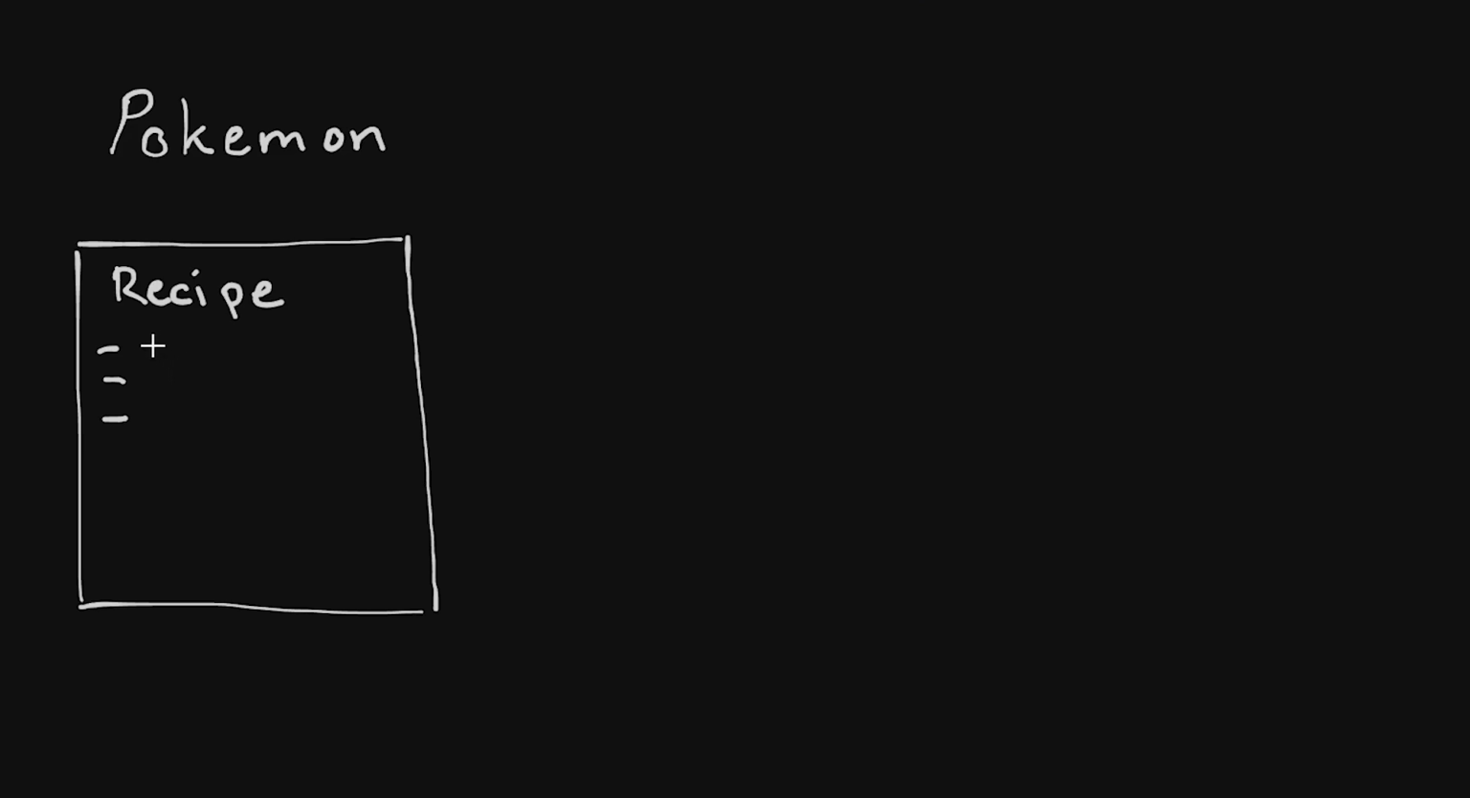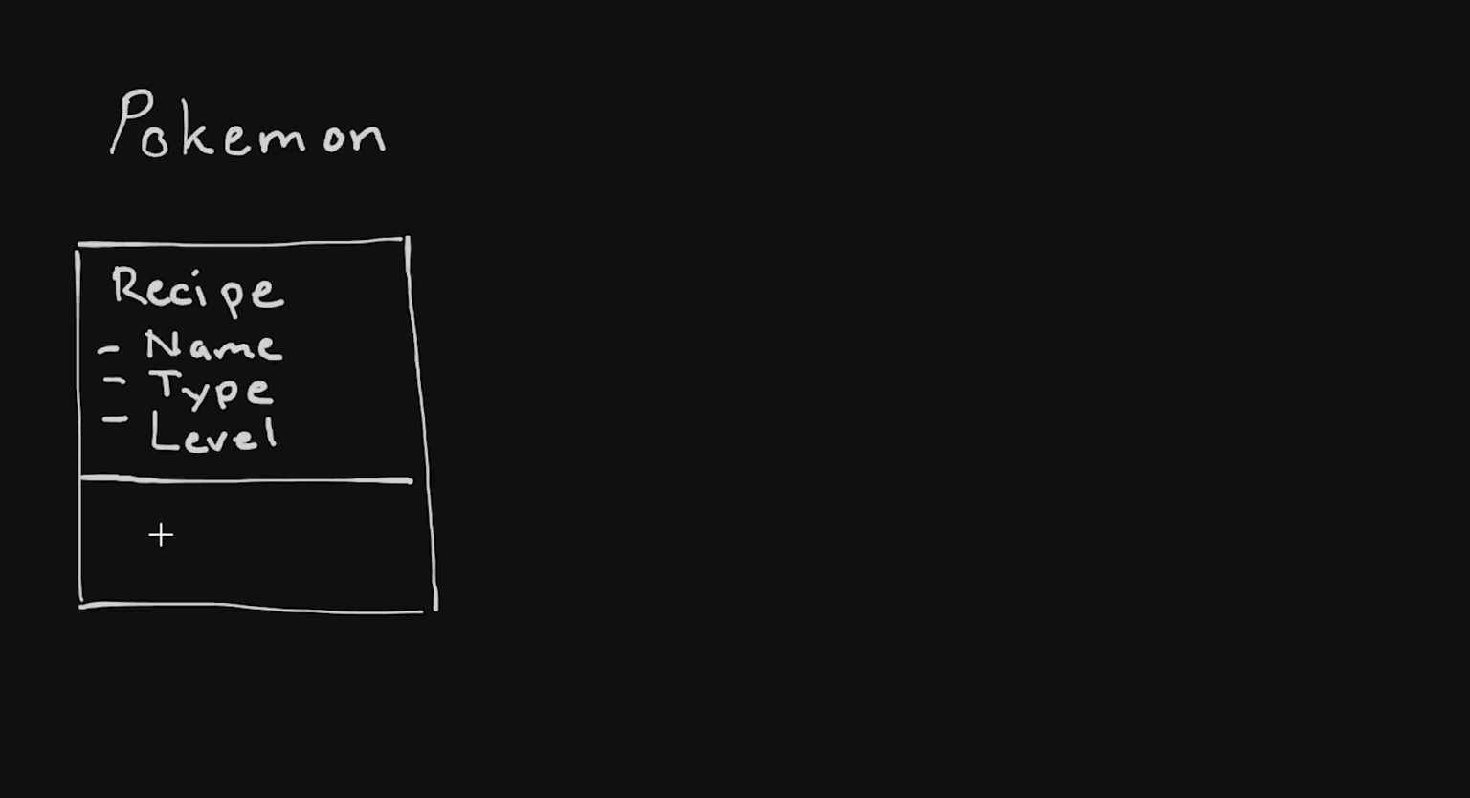Well, in this case, it would definitely be the name. We need the name of the Pokemon. Another ingredient we must have is the type. That's important for a Pokemon. Another ingredient we can put is level. Now, of course, we can keep adding, but these are just the bare essentials I'm putting for this example.